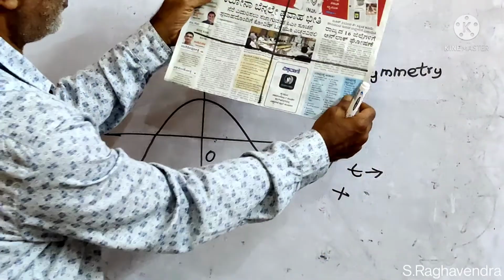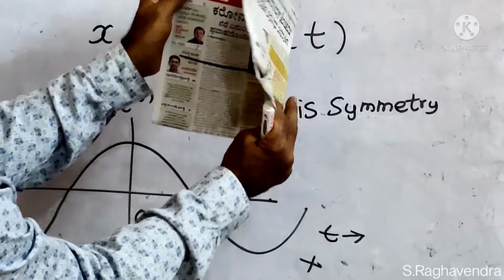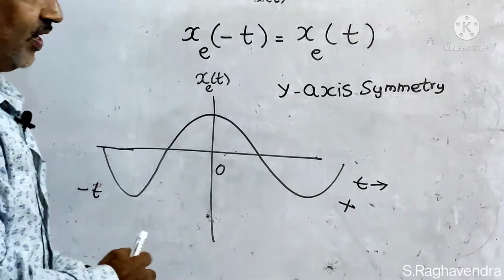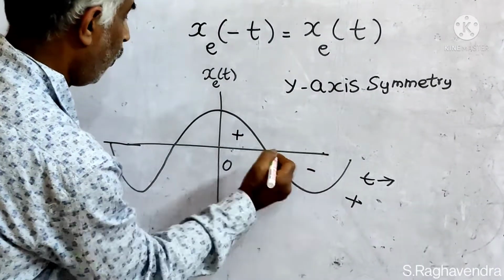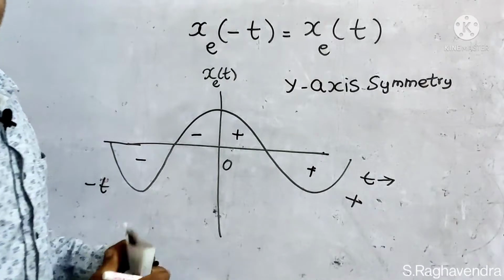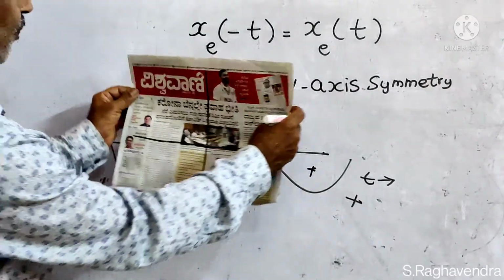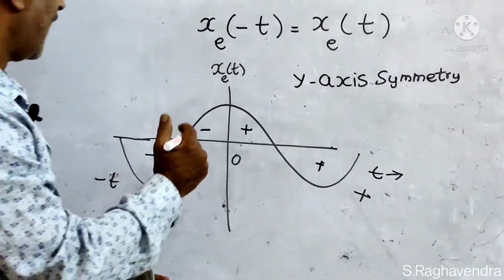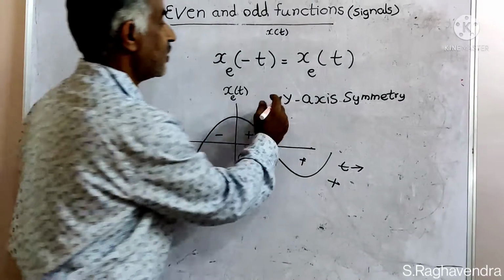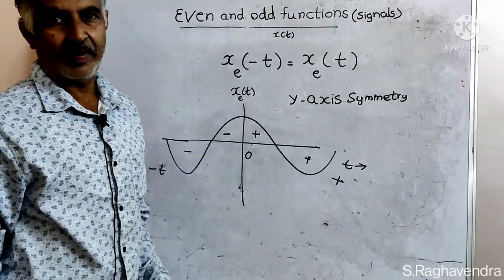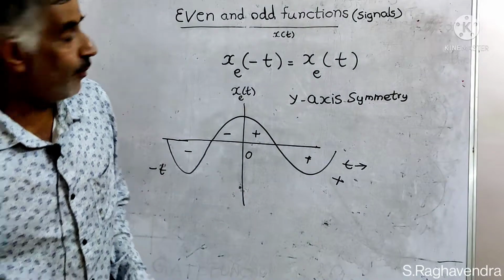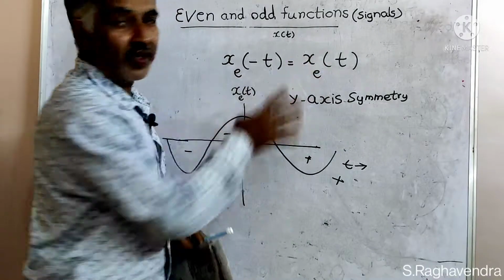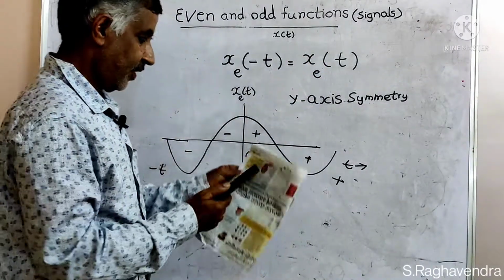If this is the graph, if you fold it like this, the positive portion exactly fits over the negative portion, and that is why this is called y-axis symmetry. Next, this is the cosine function. So the cosine function is an even function.